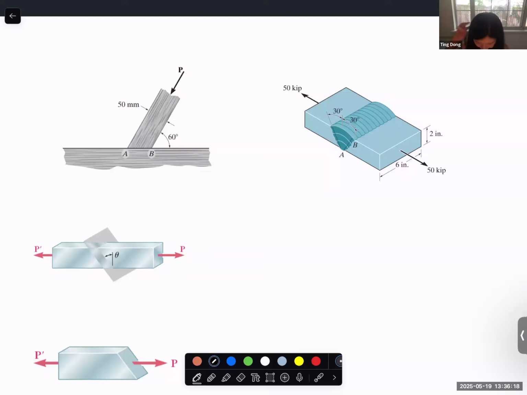So the new topic is the stress on the oblique plane under axial loading. What we have talked about in the first section is always about the normal stress on the cross section, an area that is perpendicular to the axial loading direction. But we do have situations where a structure has a joint. Let's say you have two beams and this is a glue joint or uses fasteners.